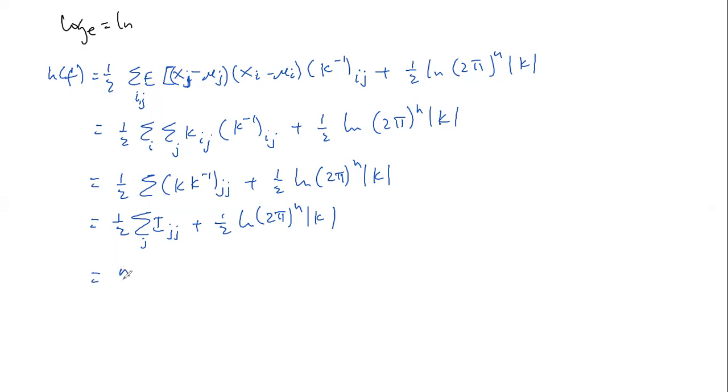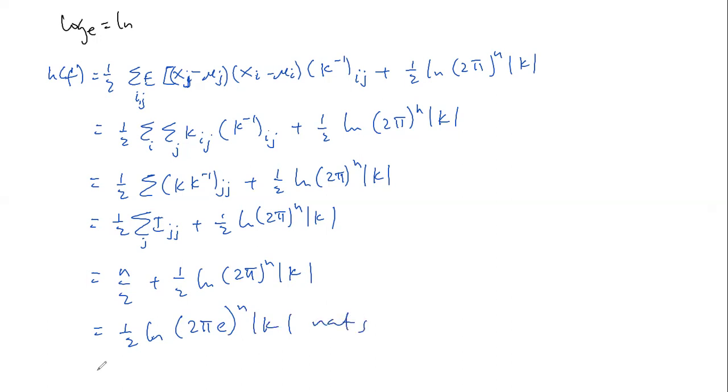We now have n/2 plus 1/2 natural logarithm of (2 pi)^n mod K, which is the same as 1/2 natural logarithm of (2 pi e)^n mod K, in nats. And just the same way, we resolve the last one, as the natural logarithm of (2 pi e)^n mod K in bits. So it's the same thing, but the difference now is that this is multivariate, so we have n number of samples to deal with.